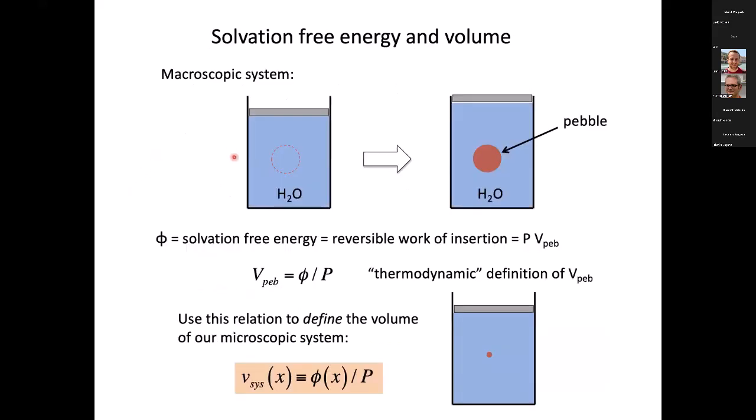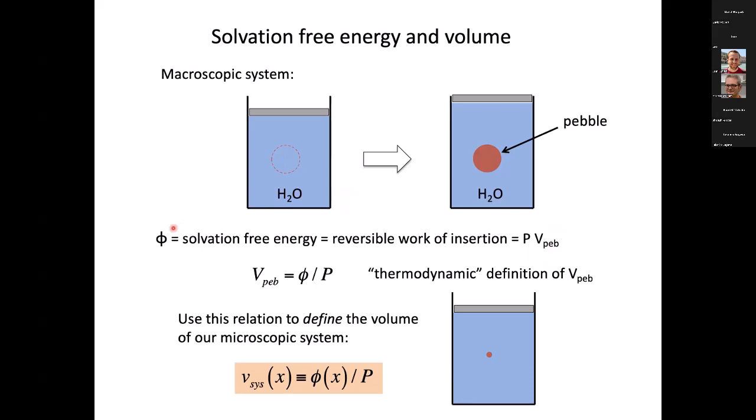Okay, let me now try to get a little bit of intuition for this solvation free energy, and I'll get that intuition by seeing how it works out for a macroscopic system. So suppose instead of taking a single molecule, I'm going to take a small pebble and insert a pebble into water. Phi is, again, the solvation free energy. It's the reversible work that I need to insert the pebble into the water. And I know what that is from macroscopic thermodynamics. That's just the pressure of the water times the volume of the pebble. This is the thermodynamic cost of creating a cavity in the water that's of exactly the right size to accommodate the pebble.